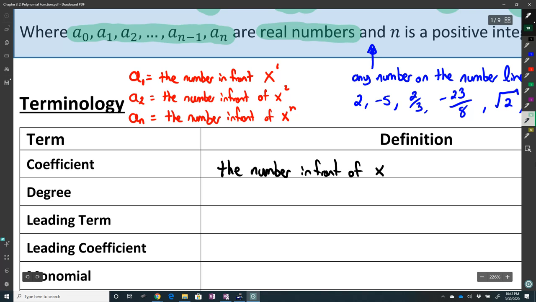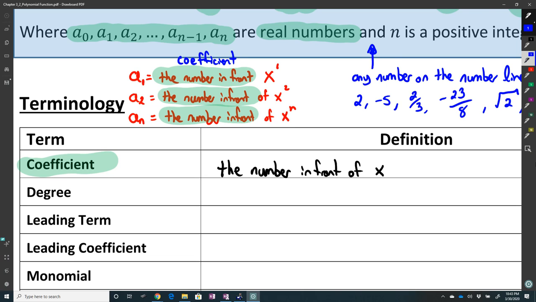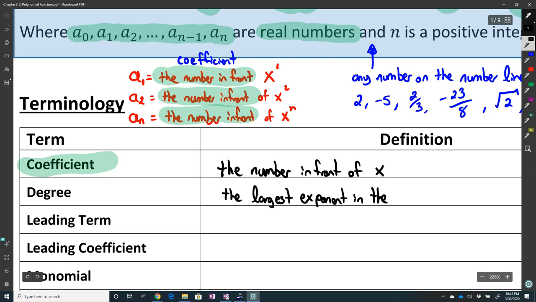And we can rephrase that. Instead of saying the number in front of, the number in front, the number in front, I can just say the word coefficient instead. So a1 is the coefficient of x1. a2 is the coefficient of x squared. A to the n is the coefficient of x to the n. Anyway, degree is the largest exponent in the polynomial. We're going to do some examples of that in a bit.